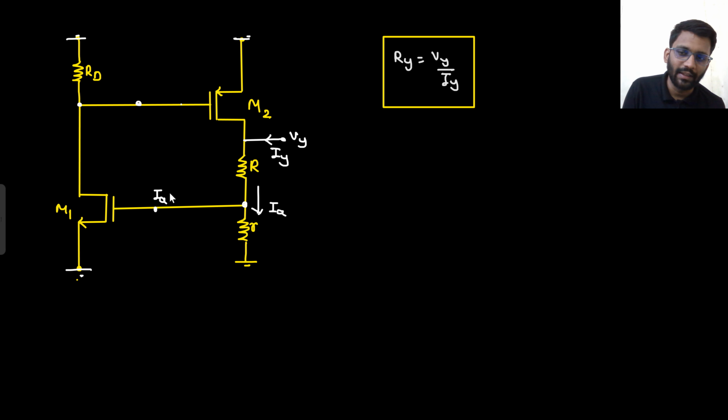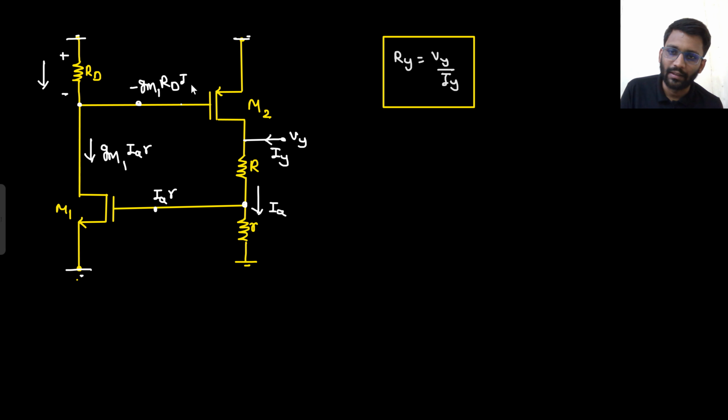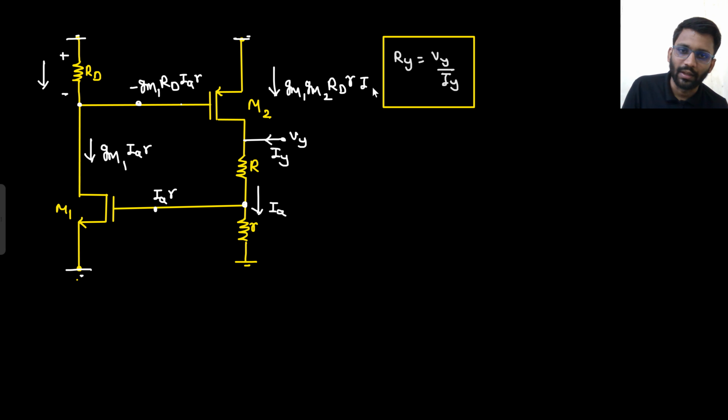So if this downward current is Ia, what will be this potential? This potential will be Ia into R. Say yes or no. Ia current is downward, Ia into R. If this potential is Ia into R, what will be this current? This current would be gm1 Ia into R, VGS into gm1. Now this current is flowing in the downward direction, so the drop will be something like this. So what will be this potential? This potential would be gm1 RD Ia into R. This is the negative potential. If this is the negative potential, then what will be the current in the downward direction? The current in the downward direction would be gm1 gm2 RD R into Ia.